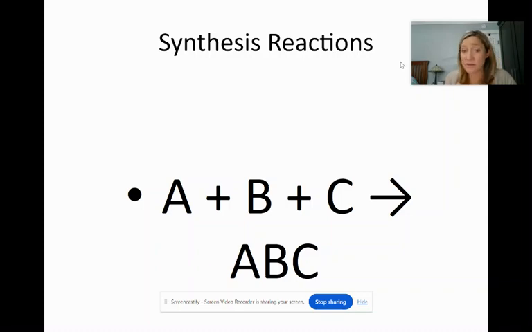So you have separate things. So for example, A is separate from B is separate from C, and then after they react, they become a new compound together. An example might be sodium and chlorine. Sodium is, hold on.